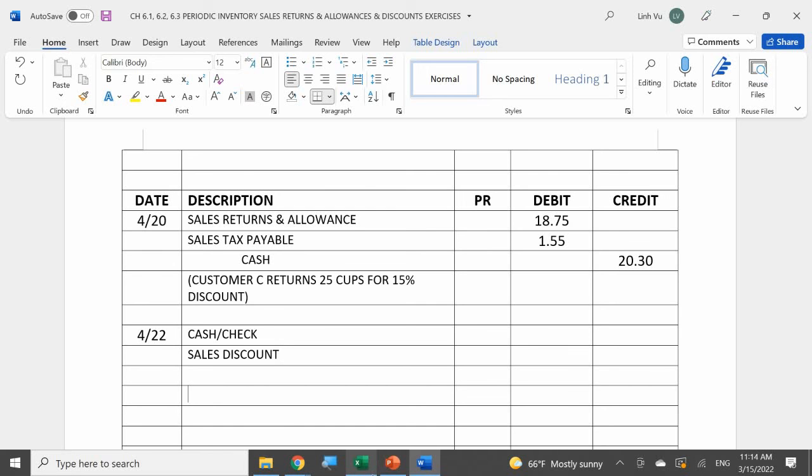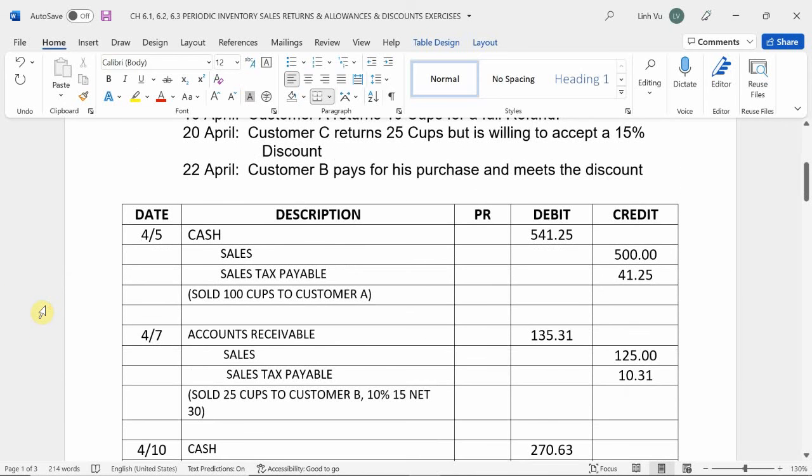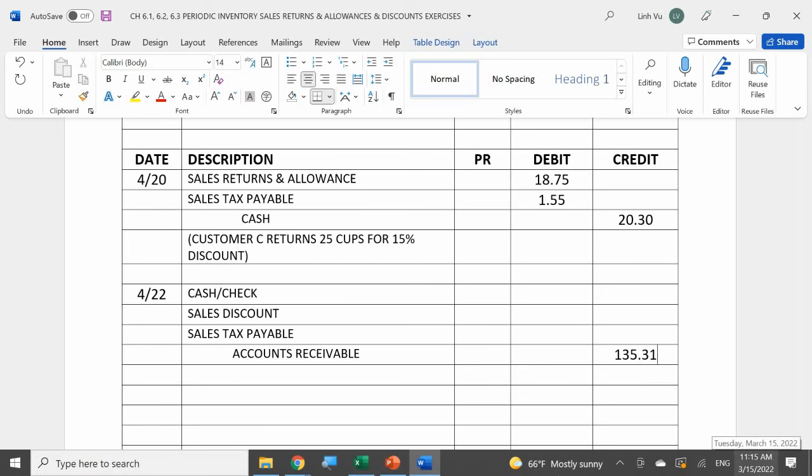What else are we going to recognize? Tax. Yes, we have to give a portion of the money back because we originally charged him for the full amount. But because he's getting discounted, we have to give him a portion of the money back. And last but not least, we need to recognize how much he owes me. Okay? So let's take a look. How much does he owe me again? He owes me $135.31. So that will be my baseline of the amount that I need to equal up to. Because that's how much he owes me.